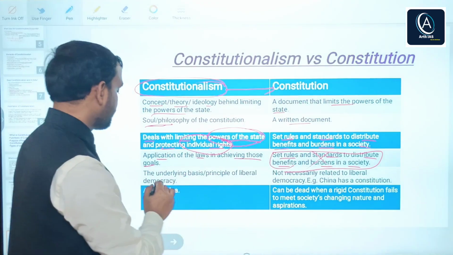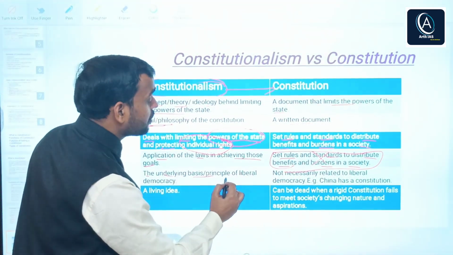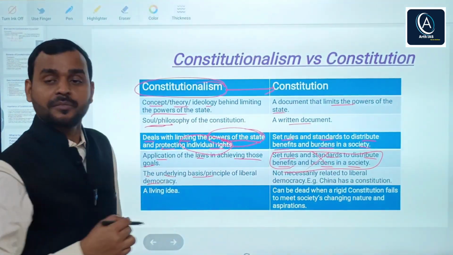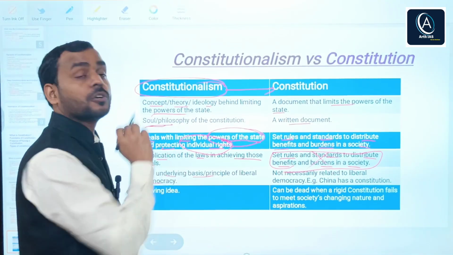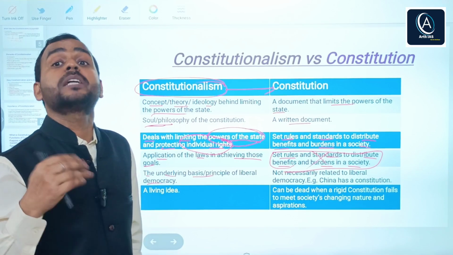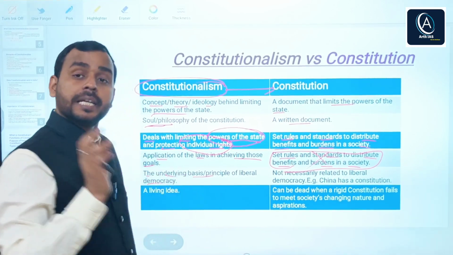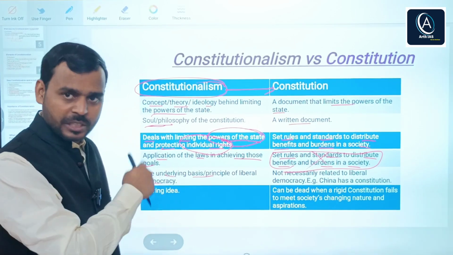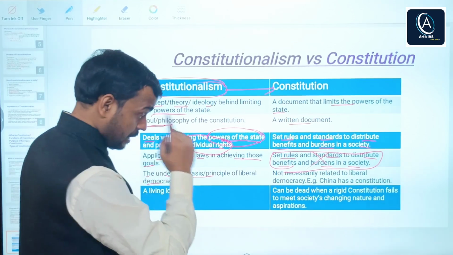Don't mind it. So the underlying basis or principle of liberal democracy: if a democracy is liberal, then obviously it has constitutionalism. Take the example of Britain, India, the US. All these are nothing but liberal democracies. So in any liberal country constitutionalism exists. We have already discussed whether it exists in India or not.